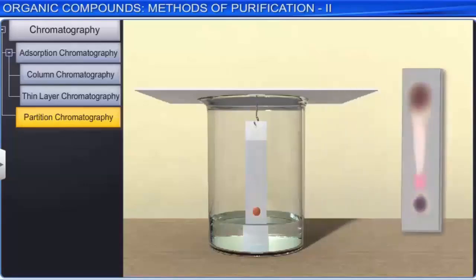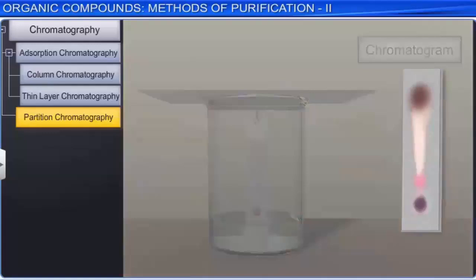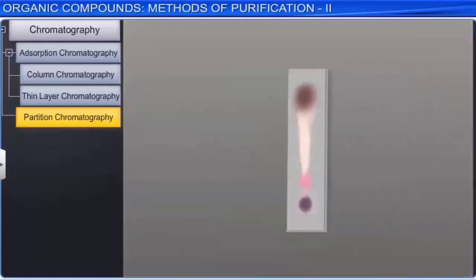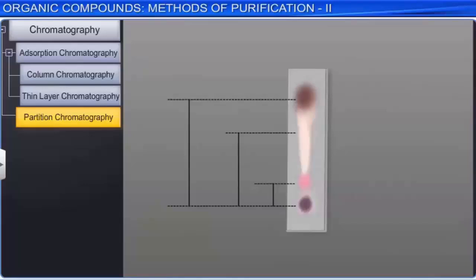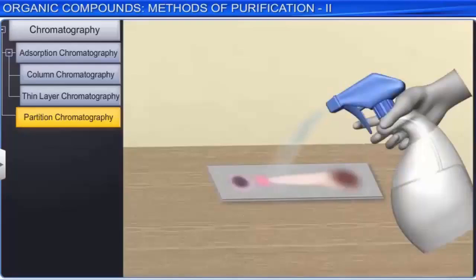Such a paper strip is called a chromatogram. The spots of the separated colored compounds are visible at different heights from the position of the initial spot due to their original color. The spots of the separated colorless compounds may be observed either under ultraviolet light or by spraying an appropriate reagent as done in thin layer chromatography.